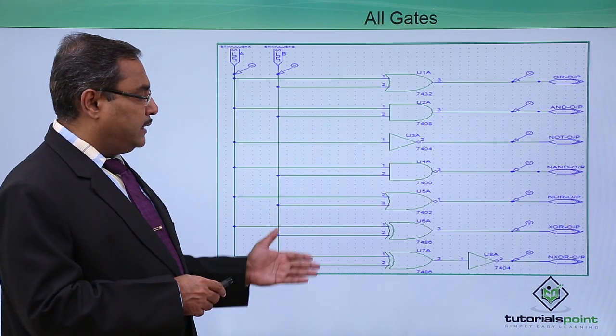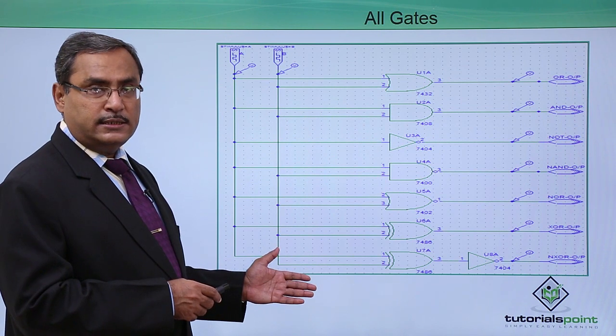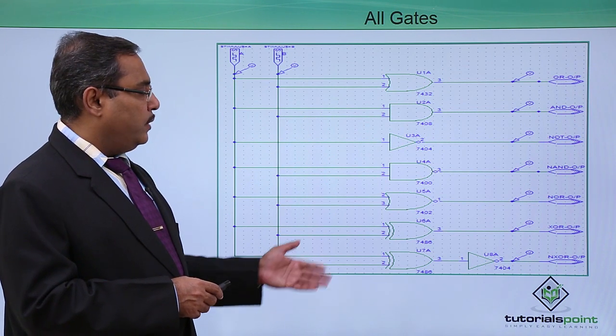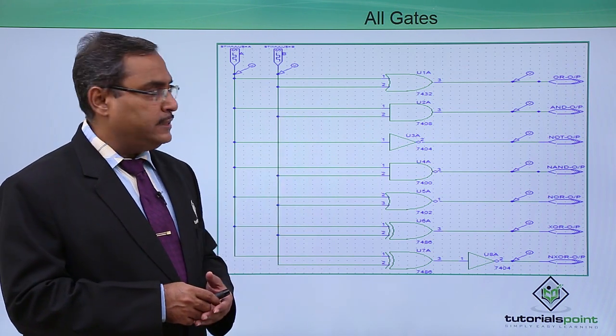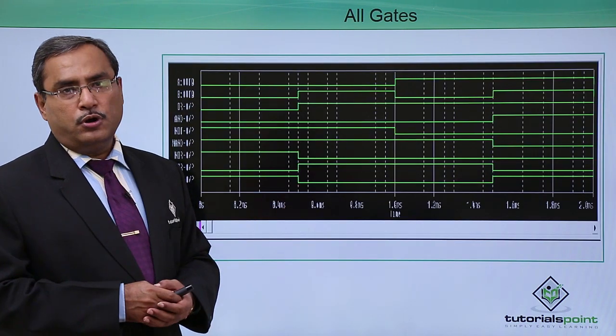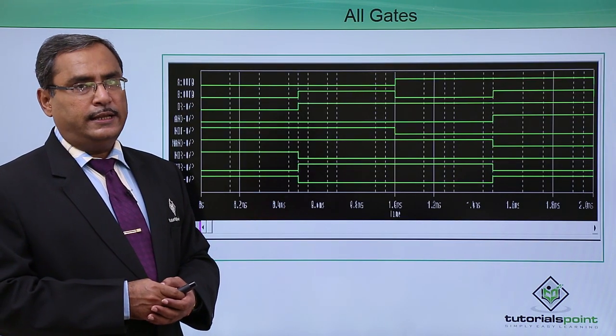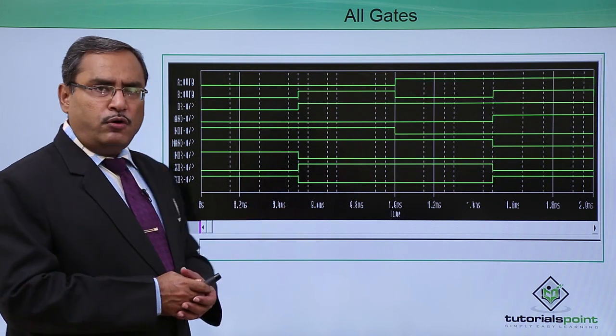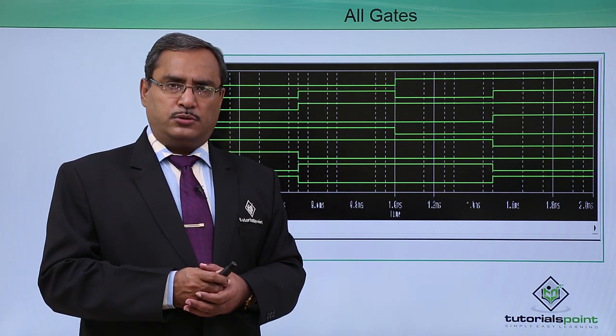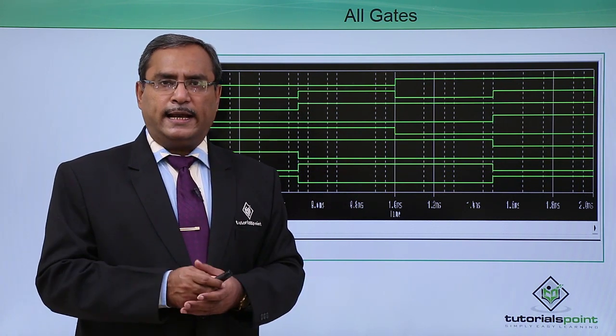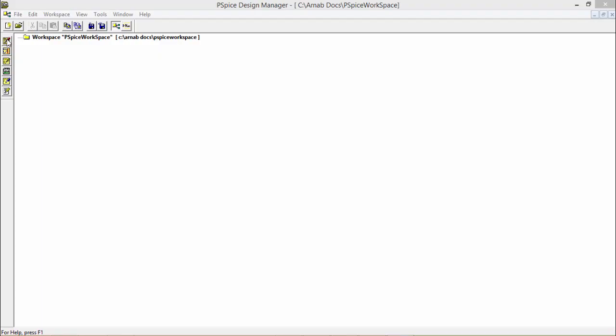So this is the respective circuit diagram for all the gates in one shot. We have discussed them individually in the other slides, and this is the respective output of all the gates in the simulation. So now let us go for a practical demonstration, where we shall show you how these gates can be implemented. At first we are opening one schematic.